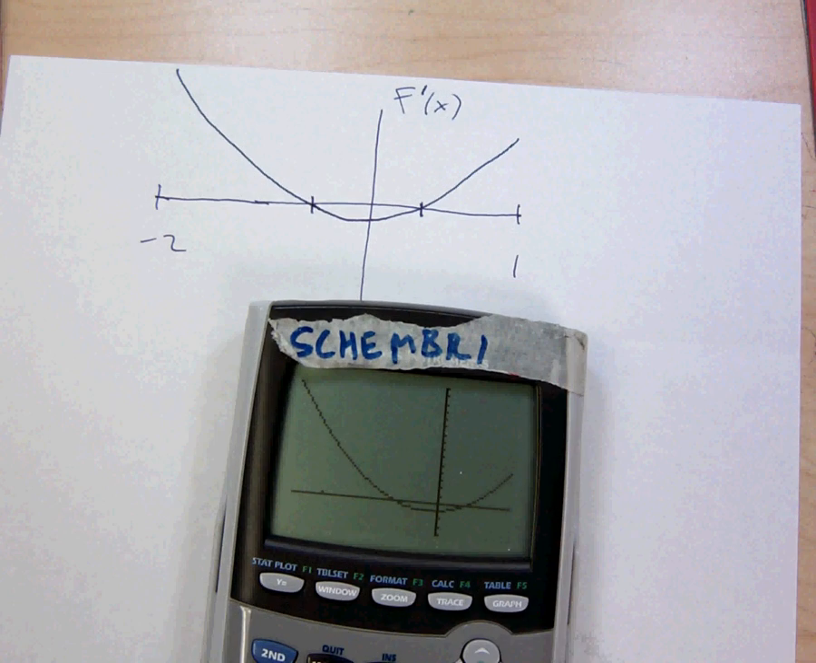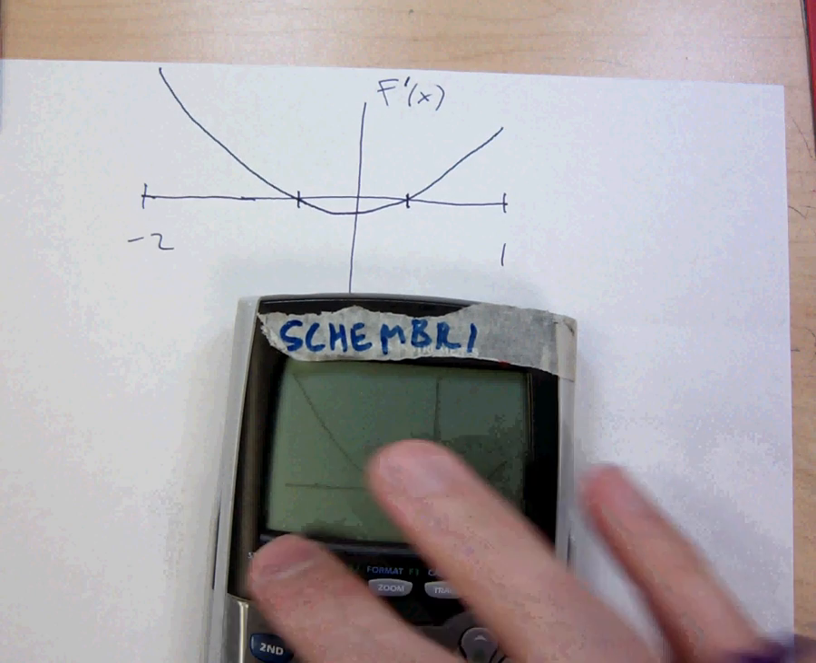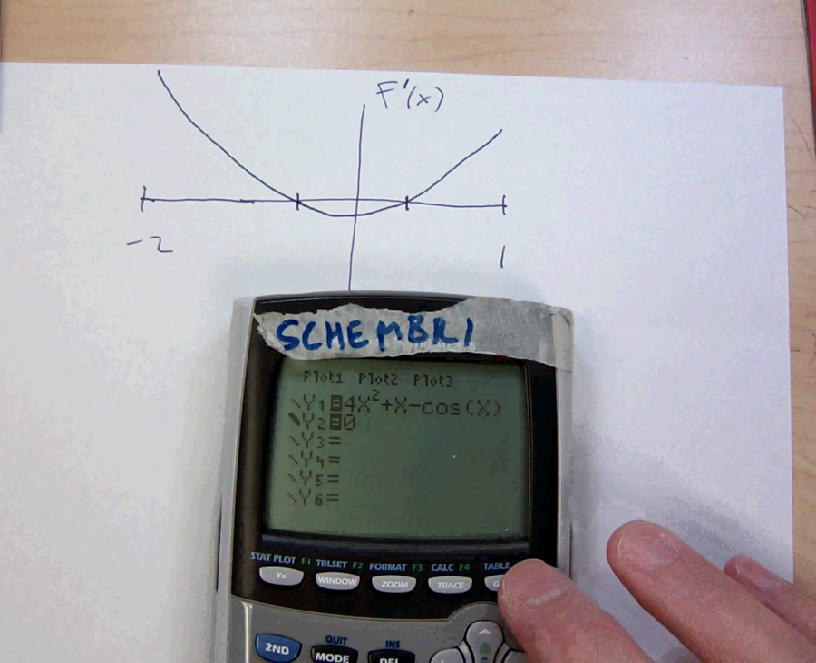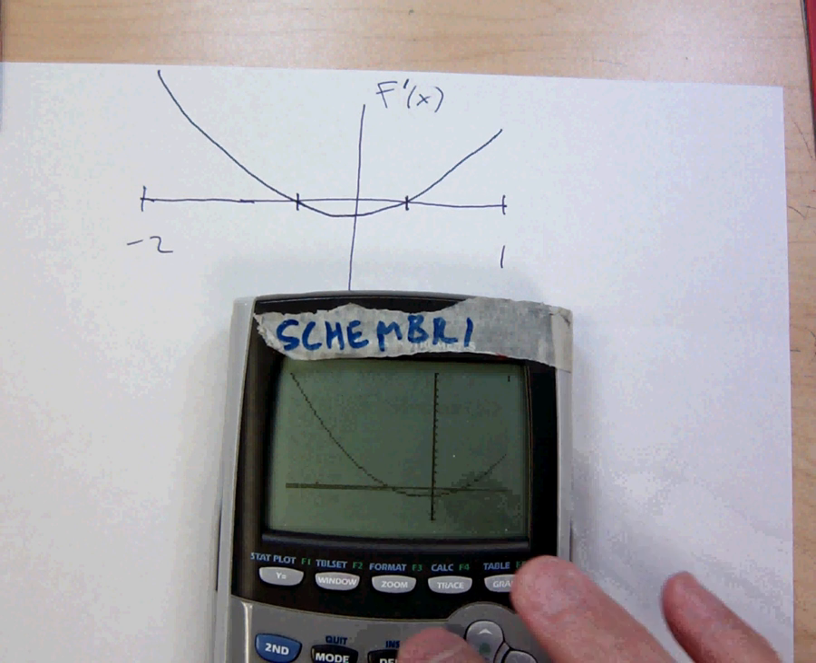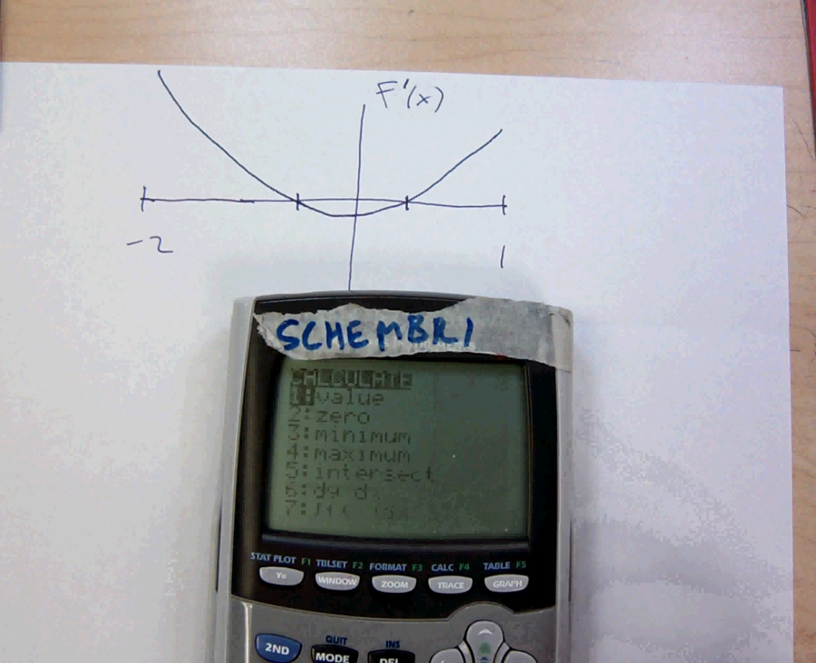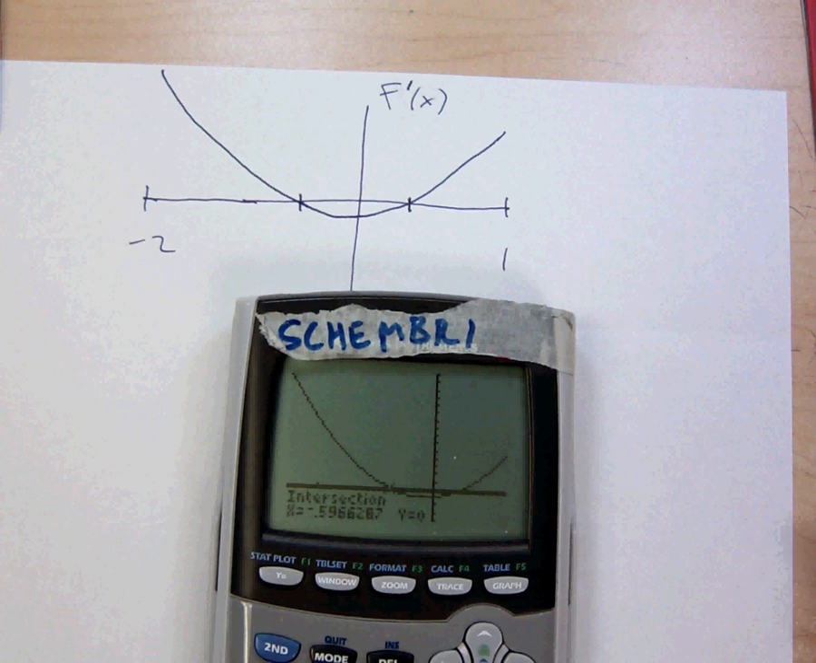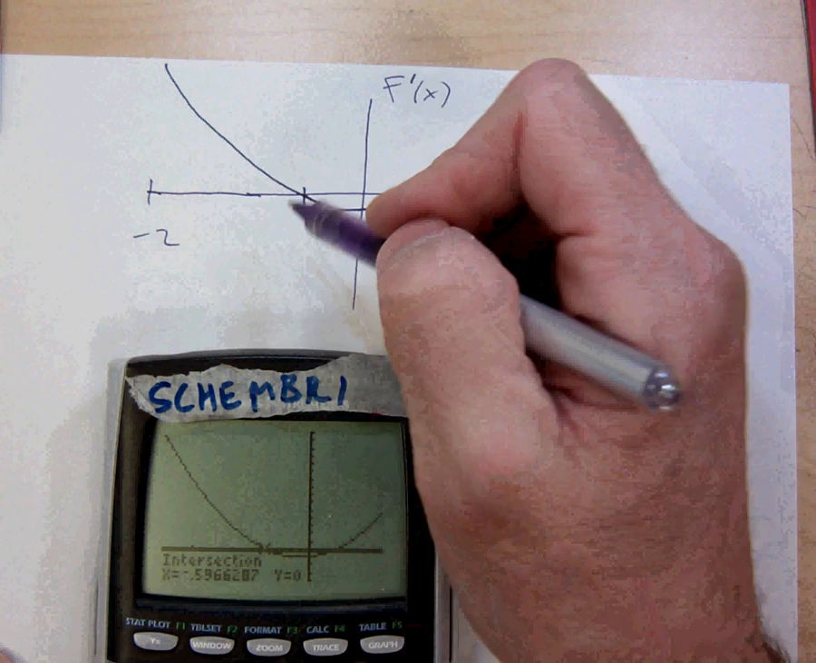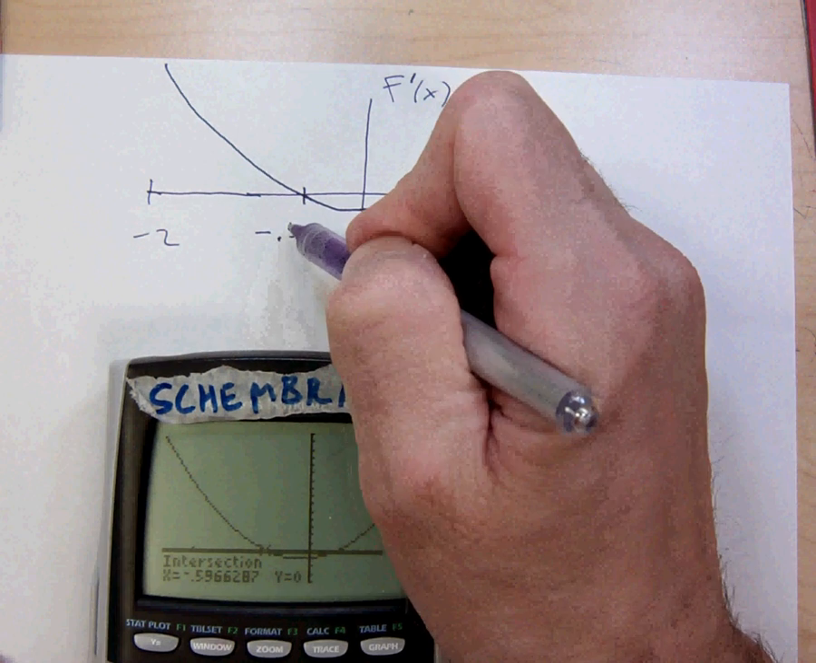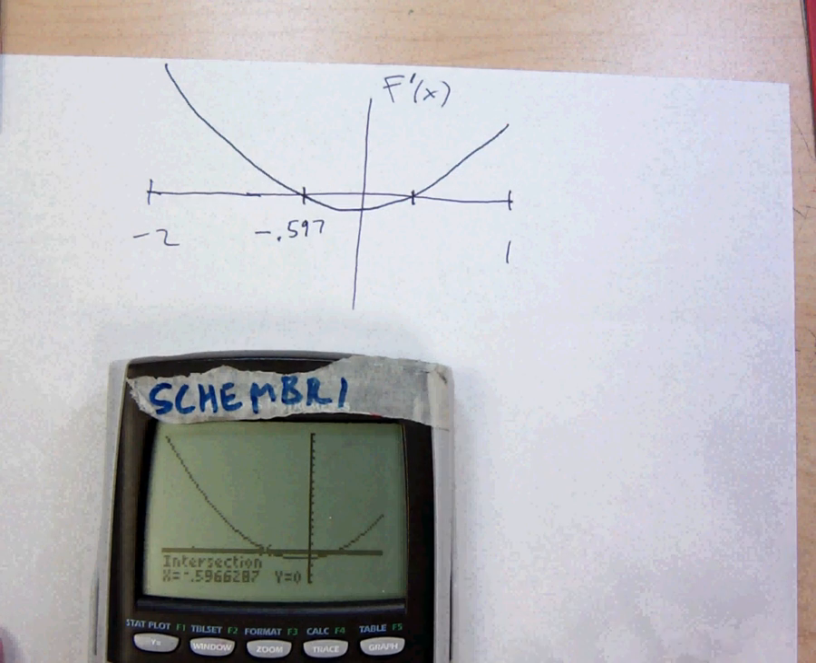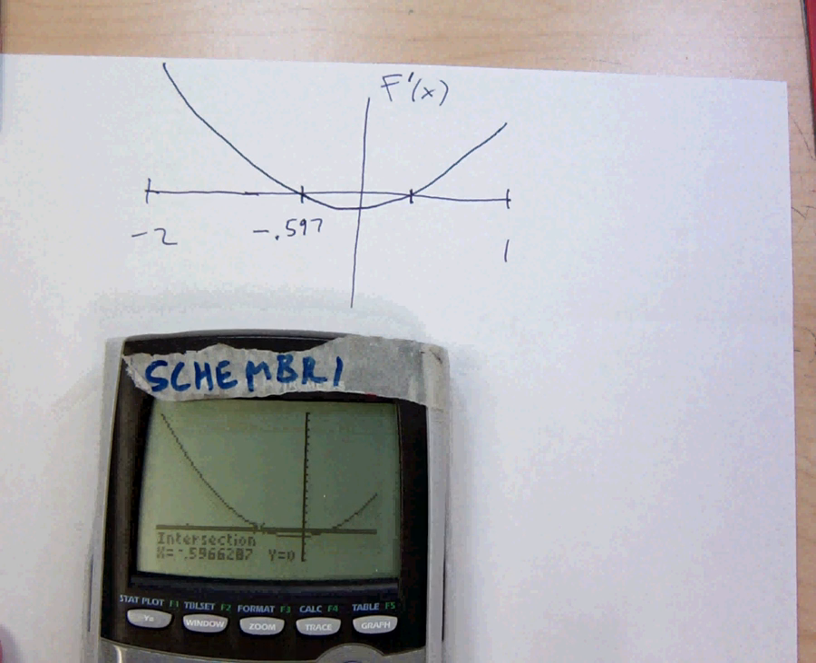Yeah, the easiest way, there's a couple different ways, but the easiest way is to shoot a line across at 0. Because then you just do what? Second, trace, intersect, enter, enter, enter. It's pretty easy, yes? What is that? Negative 0.597, yes? Notice I always use 3 decimal places. That's what they want you to use on the AP exam. Always use 3 decimal places.